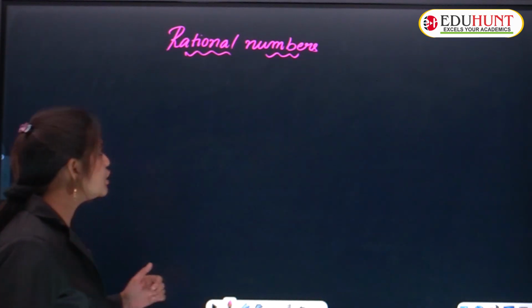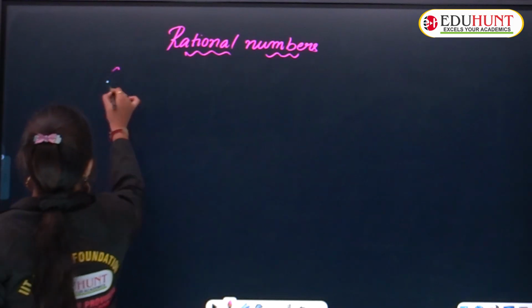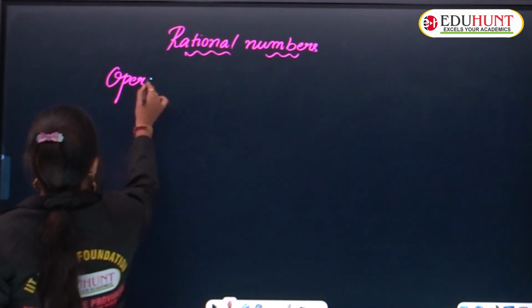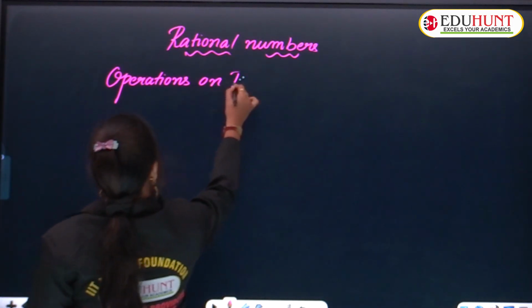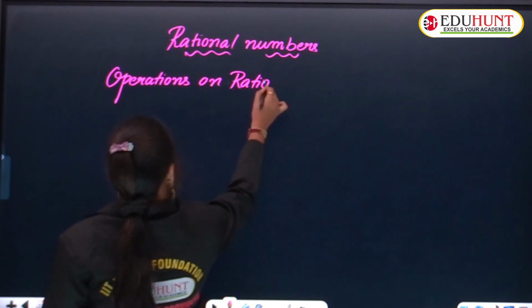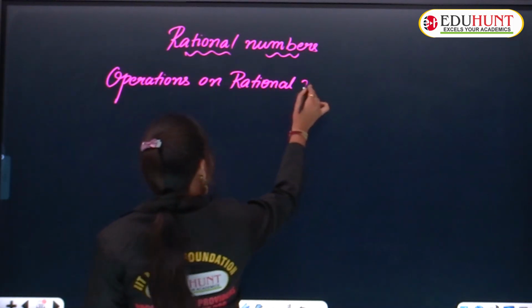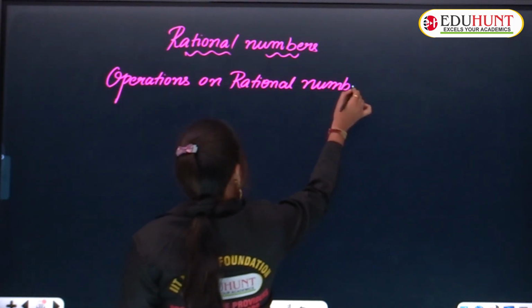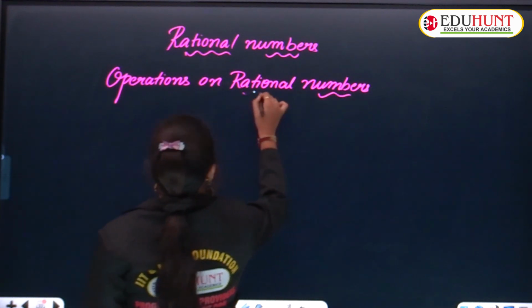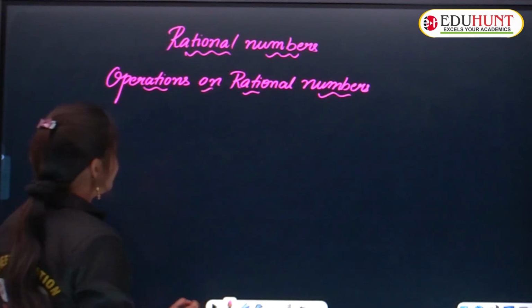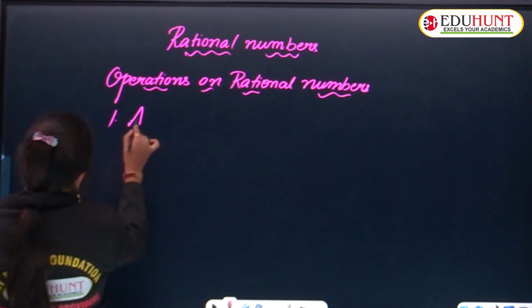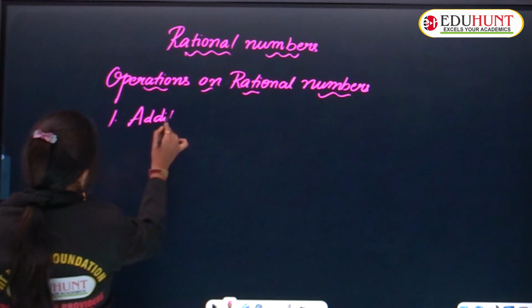Operations on rational numbers. So, four fundamental operations we also have to apply. See, the first one is addition. Addition of rational numbers.